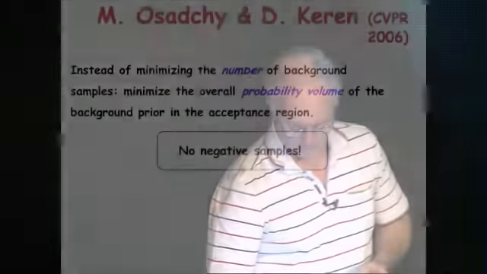Okay? And as I will hopefully convince you, this allows you to replace a numerous number of constraints on the negative samples by one constraint. So don't work with the samples, work with the probability. That's it. That's the whole idea. It's really, really simple and straightforward.